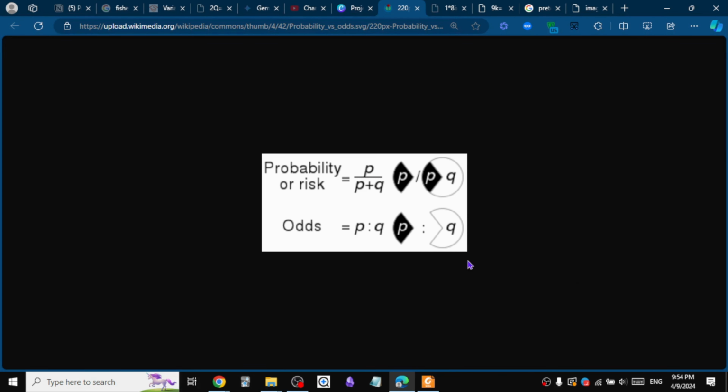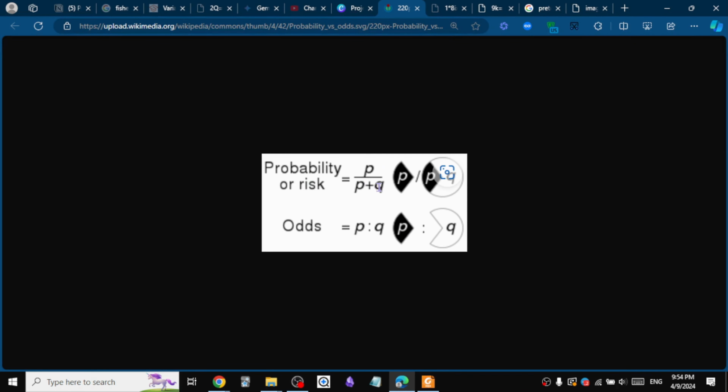Why is this important? Because in a lot of places you will see this exchange happening over and over: odds will be converted into probability and probability will be converted into odds. So how do you actually do that? Let's say I want to convert odds into probability. If p is my desired outcome, I take p as it is in the numerator and put it up there.